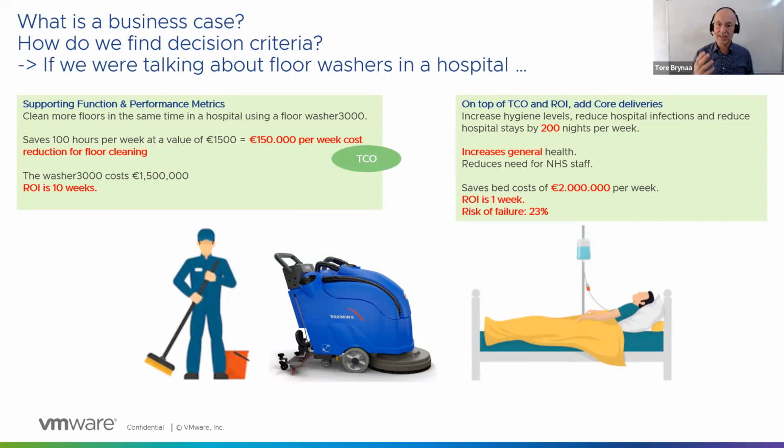So we can reduce the total cost of washing the floors. Now, the floor washer has a price. It costs 1.5 million. So that means when you've saved 150,000 on floor washing for 10 weeks, then you have your return on investment. So ROI, when is it worth it?